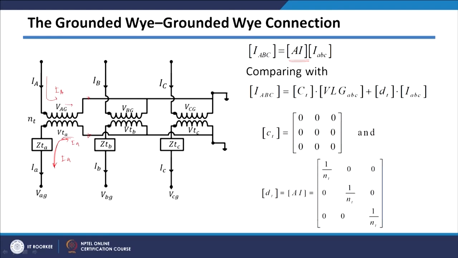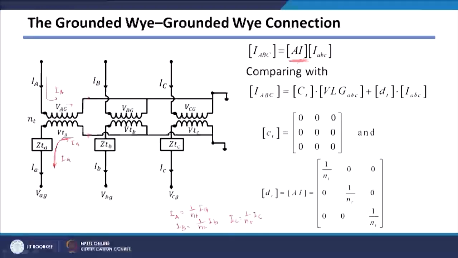So the winding currents are IA and small ia, and they are related by the turns ratio, meaning IA will be equal to 1 upon NT into small ia. Similarly, IB will be 1 upon NT into small ib, and IC will be equal to 1 upon NT into small ic. As I told you, this AI matrix is nothing but a diagonal matrix of 1 upon NT terms, which I am writing here.